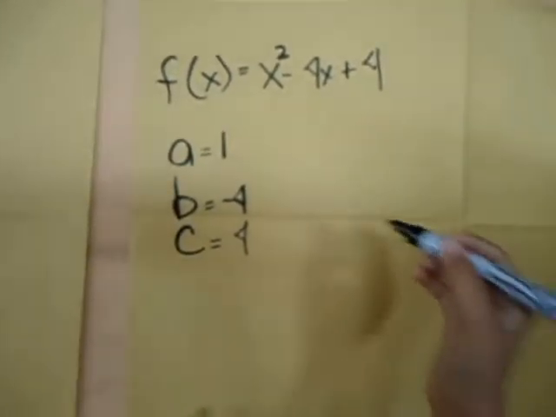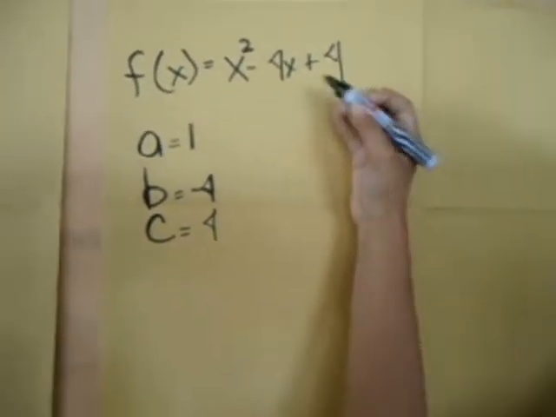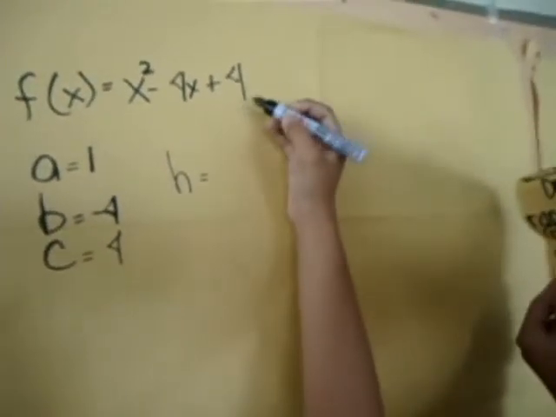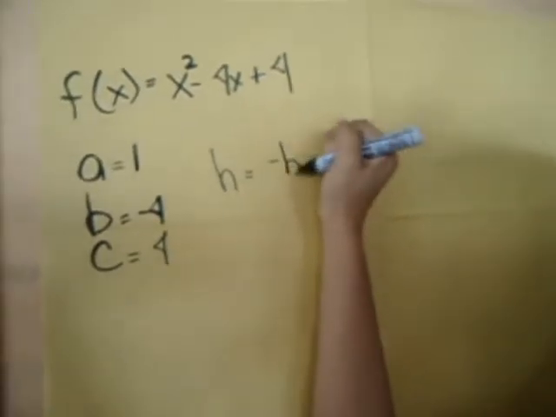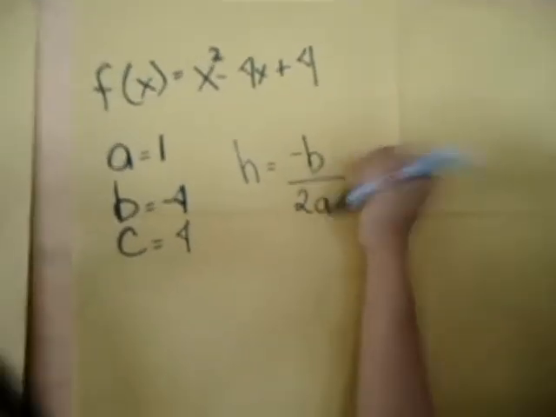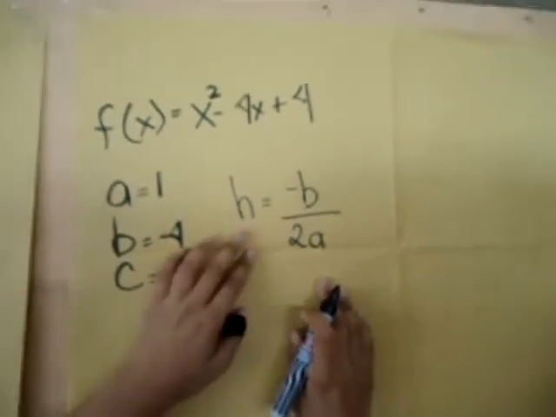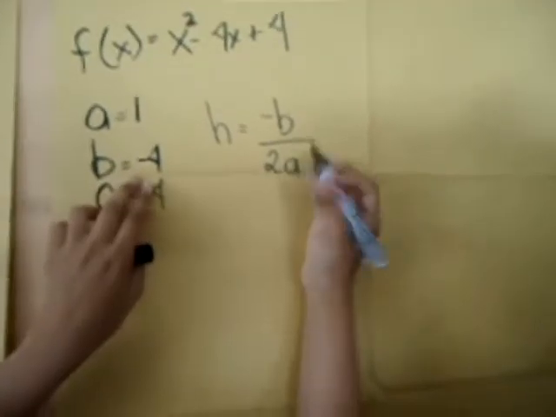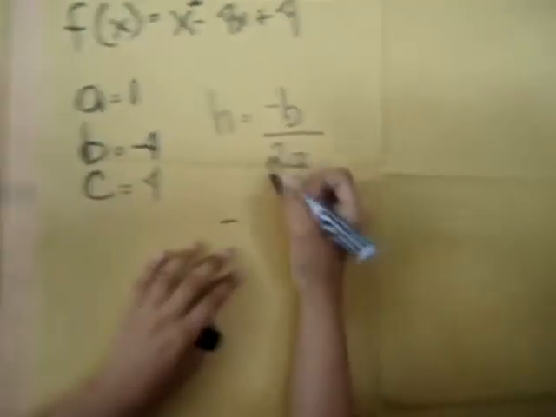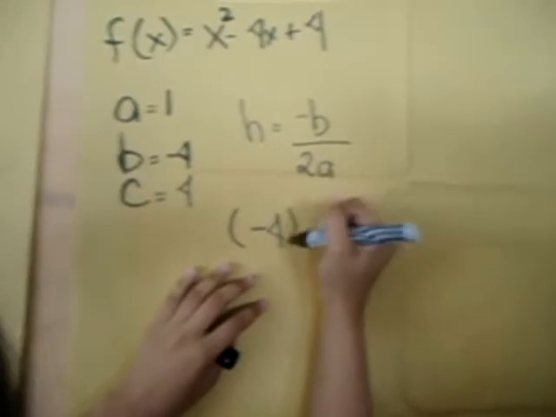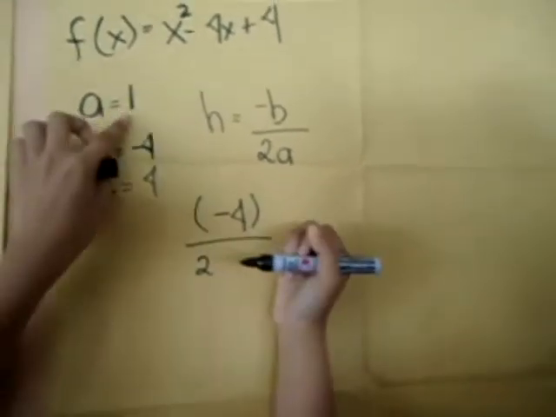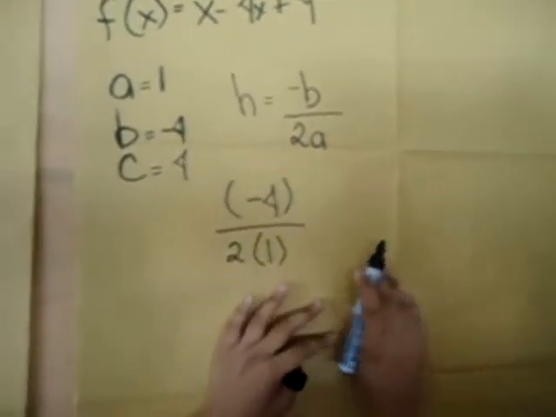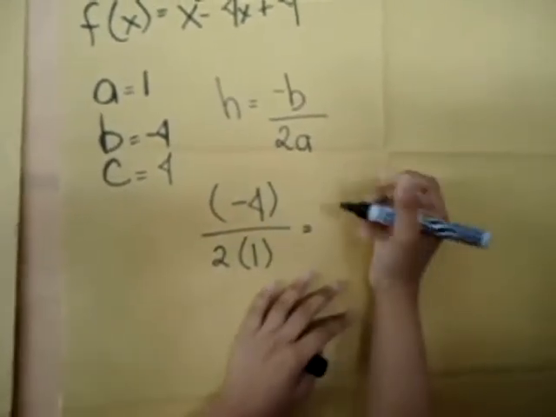Now, we will use the vertex formula. The vertex formula is h equals negative b all over 2a. And now we will substitute this. We have b, so negative 4 all over 2. The a is 1, so we will substitute a with 1. And the answer will be 2.